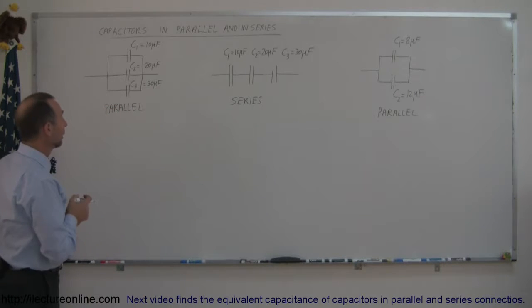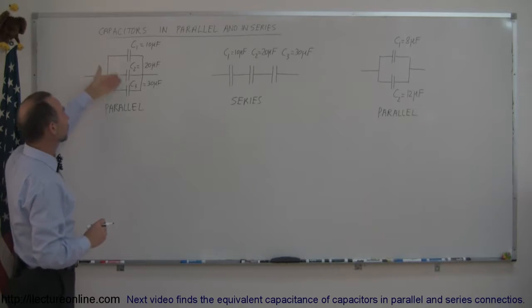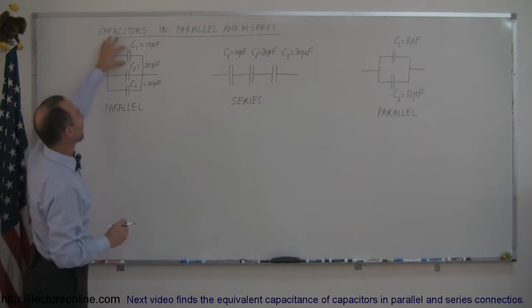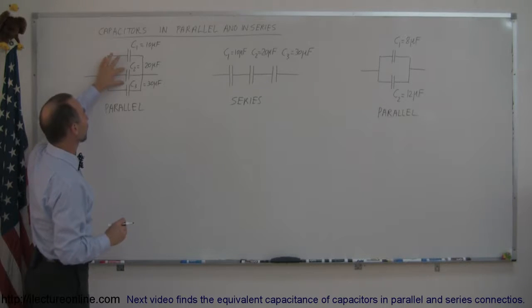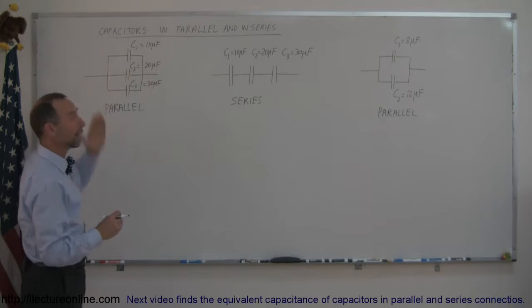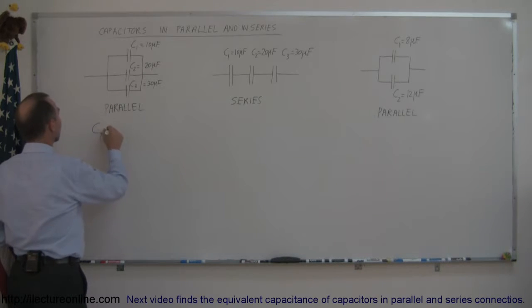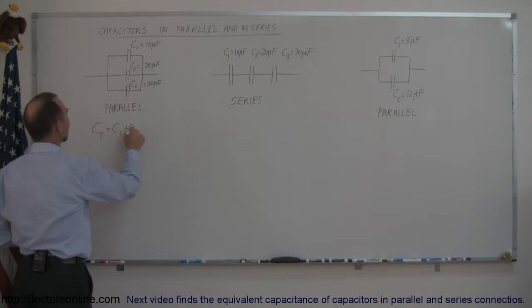So bottom line, when capacitors are hooked up in parallel, it in effect increases the size of the plate. So however big this plate is, and however big this plate is, and however big this plate is, you can replace all three capacitors by a single capacitor that has the size of all three combined, which means that the total capacitance of the three is simply the sum of the three capacitors like that.